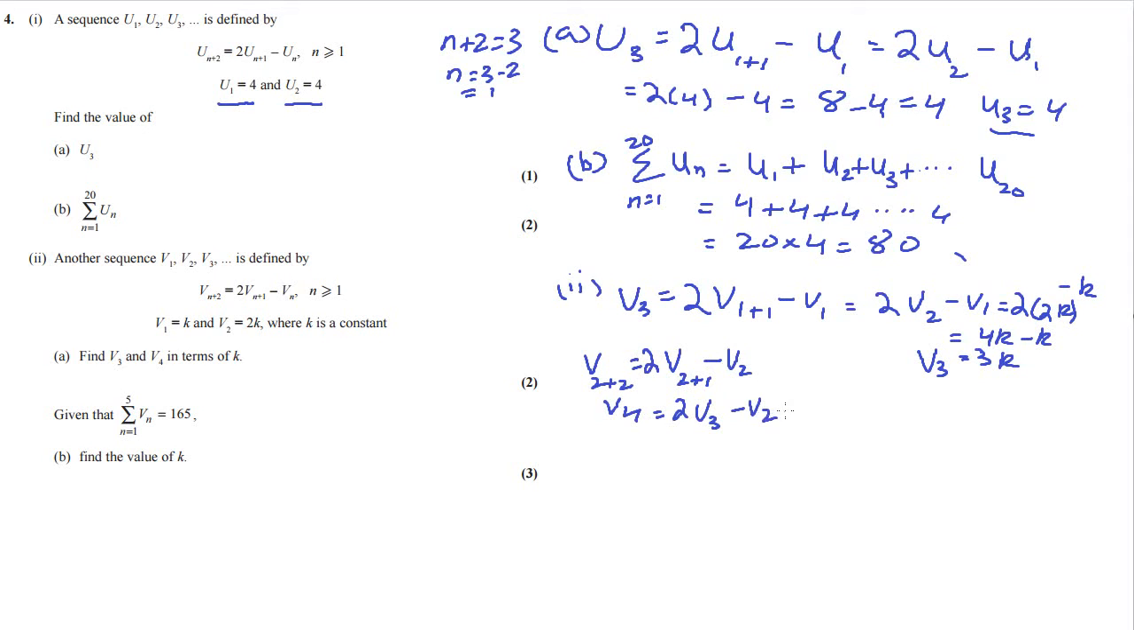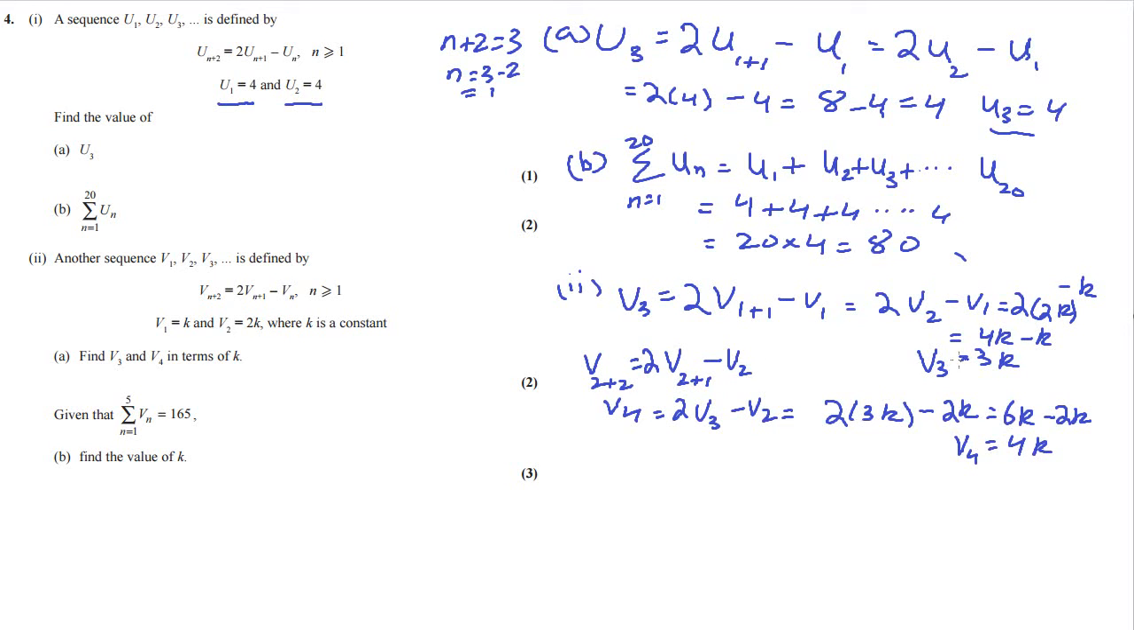Now let's put these values. 2 times v3, we just found from here, 3k, and v2 was given in the question, it is 2k, so it's given here. So what does it simplify to? 6k, so 3 times 2 is 6, minus 2k, it is 6 minus 2 is 4, so 4k. So v4 is 4k.